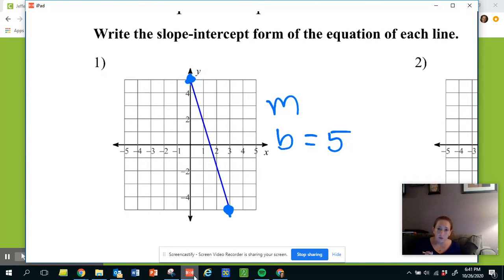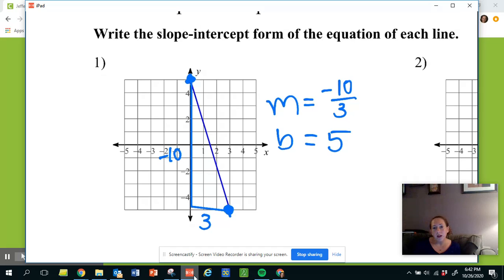So rise over run, I'm going to start with up and down. How many spaces do I go? 1, 2, 3, 4, 5, 6, 7, 8, 9, 10 spaces down. So that's -10, and then I go right 1, 2, 3 spaces, which, well, looks kind of crooked, but you get the idea. So my slope is going to be -10 over 3.